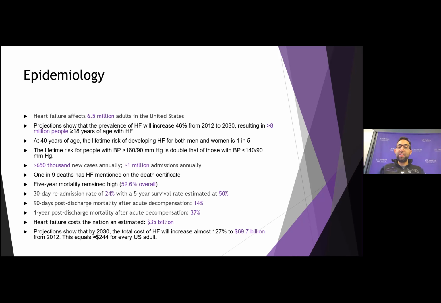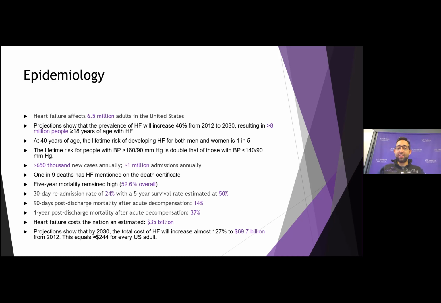Greater than 650,000 new cases annually, greater than 1 million admissions annually. 1 in 9 deaths has heart failure mentioned within the certificate. 5-year mortality remains around 50%. That's another board important question. 30-day readmission rates are 24%, and 5-year survival rates, as mentioned, is 50%. 90-day post-discharge mortality after an acute decompensation is 14%.